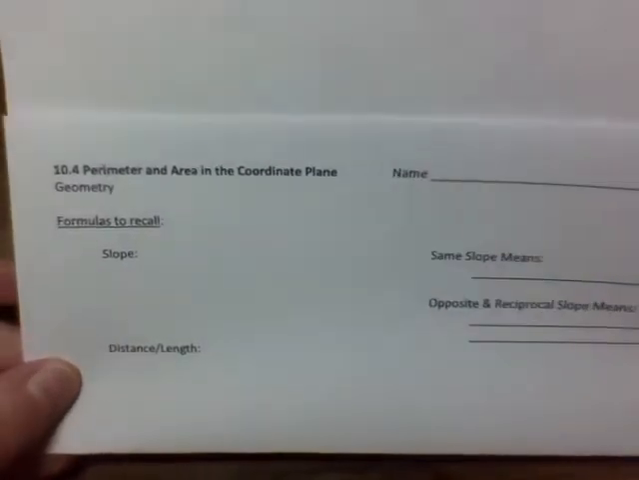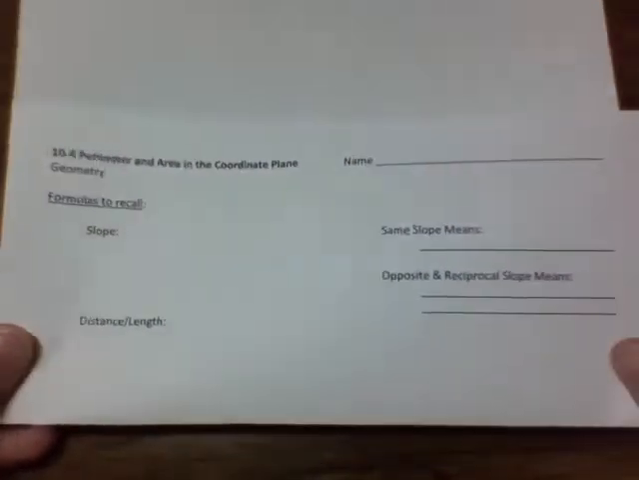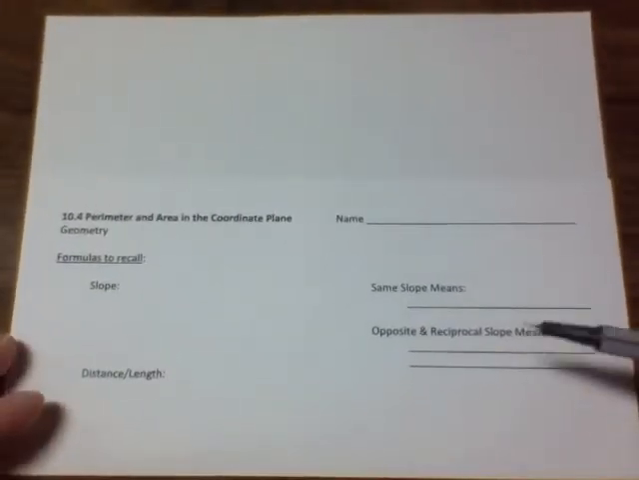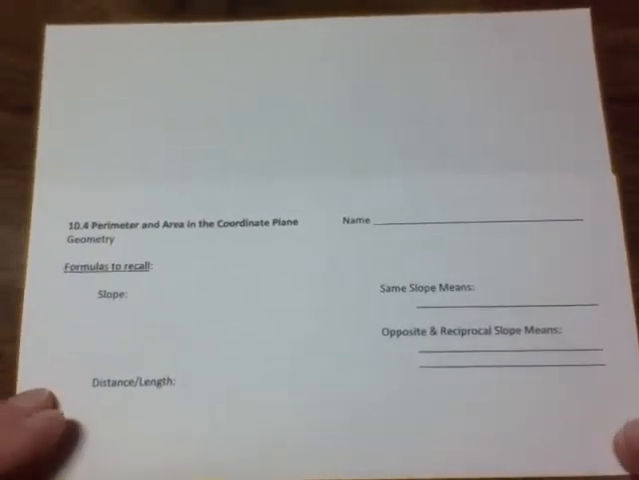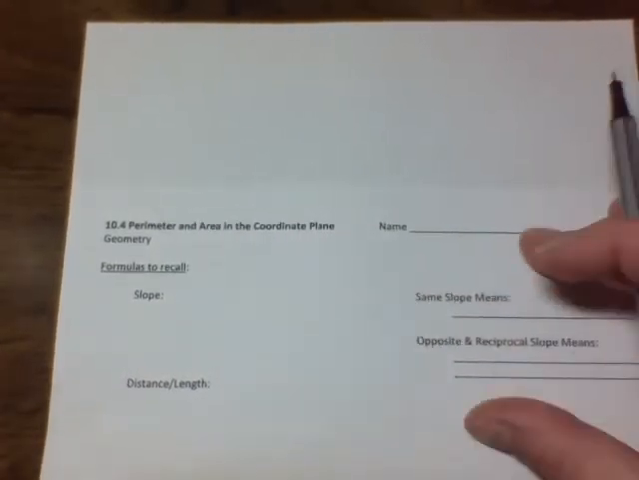All right, so here we are with 10.4, perimeter and area in the coordinate plane. So basically we're going to be looking for, again, perimeters and areas based on a shape that has been plotted on a piece of grid paper. So some formulas that we need to recall in order to figure out what's happening here.